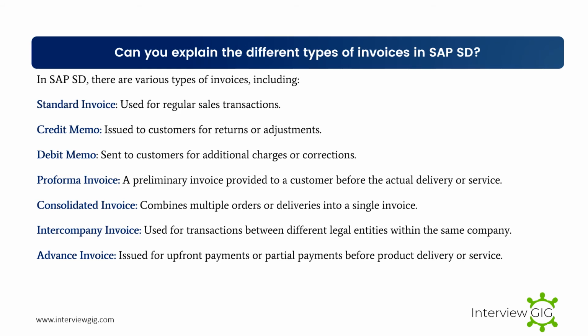Consolidated invoice, combines multiple orders or deliveries into a single invoice. Intercompany invoice, used for transactions between different legal entities within the same company. Advance invoice, issued for upfront payments or partial payments before product delivery or service.